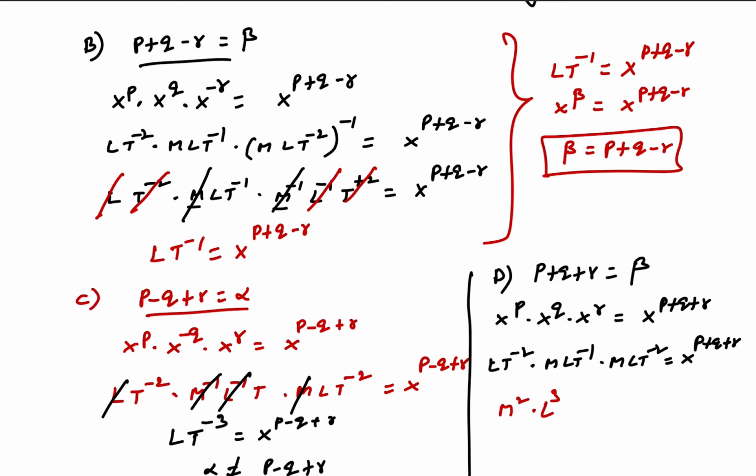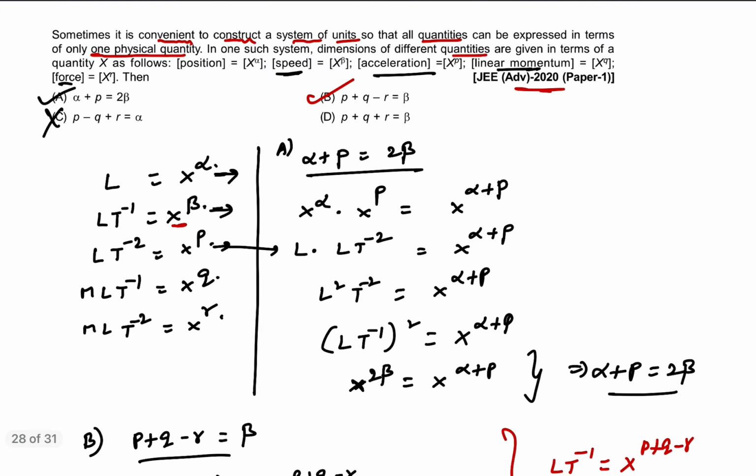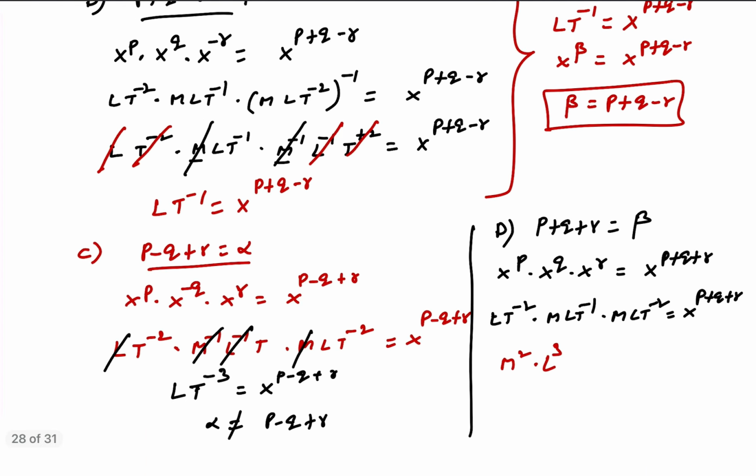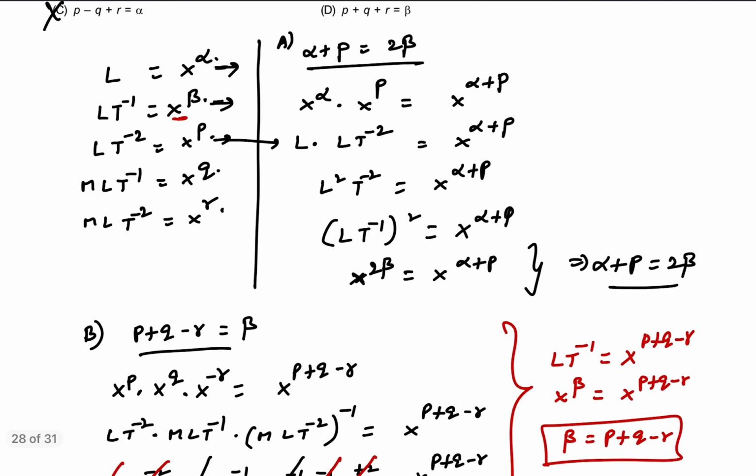L is not getting cancelled anywhere, L cube, and you can write the R is nothing but force, M L T minus 2, correct only. So you can write M L cube and T power minus 2 minus 2 minus 5. You can get the x power p plus q plus r.